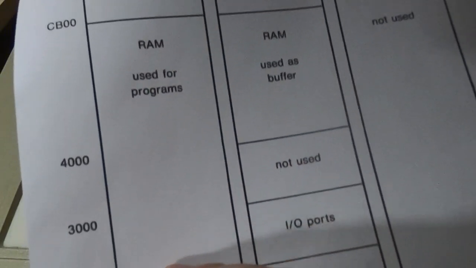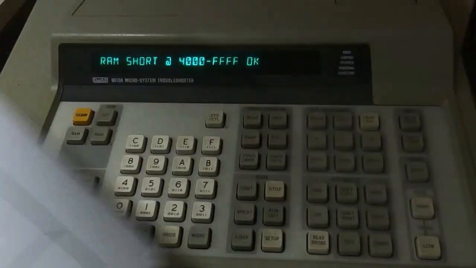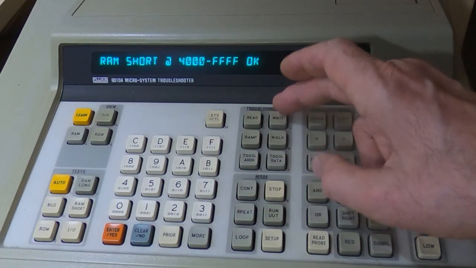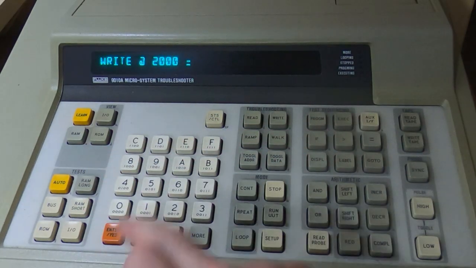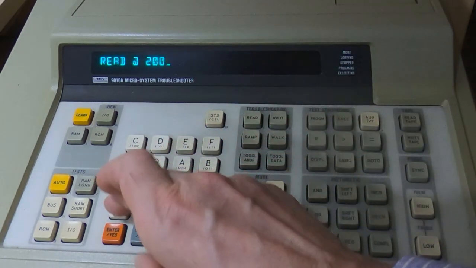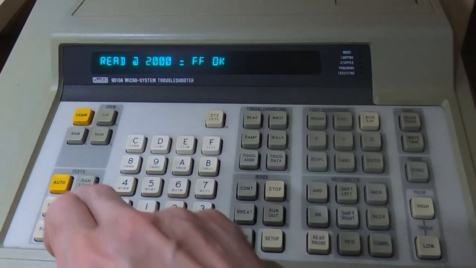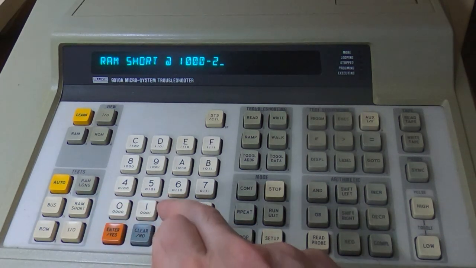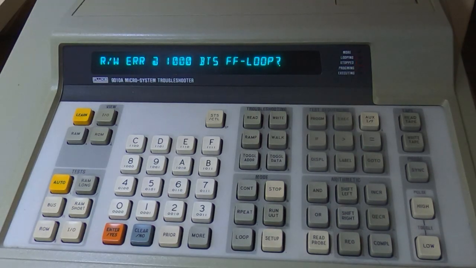But if we now try and use this section lower down, so we'll go to address 2000, for example. If we try to do a write to that address, we'll write a value of 55, try and read that back, and notice it's coming back with the wrong value. In fact, if we try and do a RAM test, if we go from 1000, for example, to 2000 and try and run this, it comes up with an error.